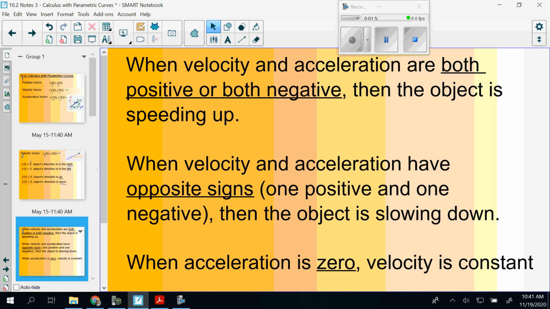When velocity and acceleration are both positive or both negative, then the object is speeding up. So if they are moving in the same direction, you have something that's speeding up. When the velocity and acceleration have opposite signs, so one is positive and the other one's negative, then the object is slowing down because they're working against each other. Anytime the acceleration is 0, then the velocity is constant.